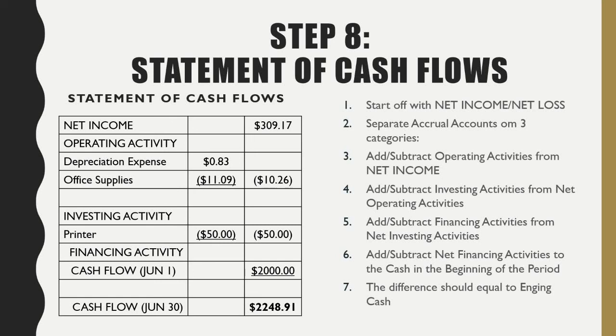Okay? And then at the very end of it, you should have a net amount for each one. So you calculate your net income first. You're going to either add or subtract your net operating. Then you're going to either add or subtract your net investing. And then you're going to either add or subtract your net financing. Then you're going to get what's called a net balance.